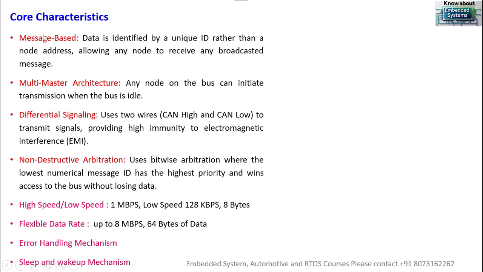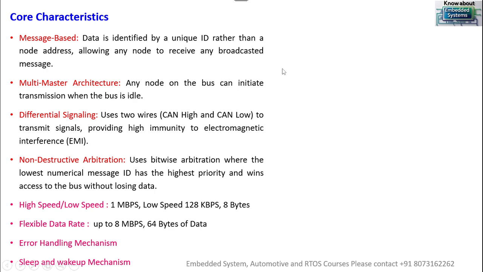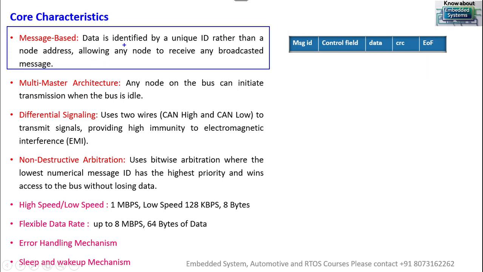The first important characteristic of CAN is that it is a message-based protocol. The first point you can see here: CAN is a message-based communication protocol. That means each message is identified by a unique ID. Each message, in the sense, is a frame. I'll just show you how it looks. When I say a message, you can see here, a message is nothing but a frame. So data is identified with a unique ID rather than a node address.